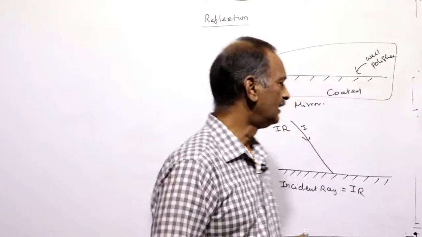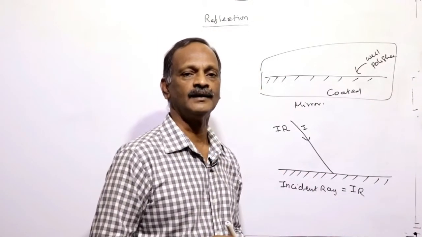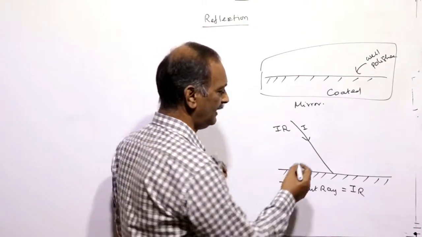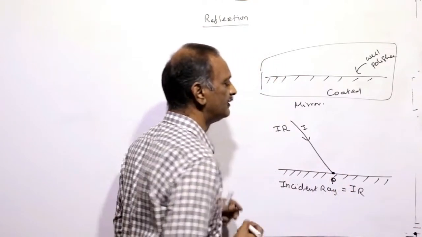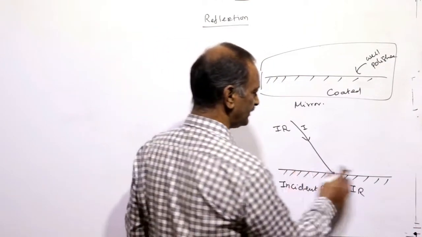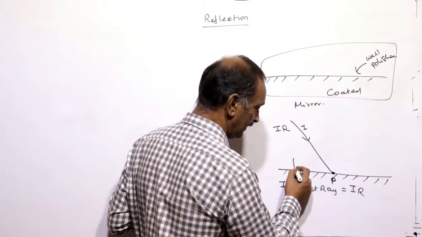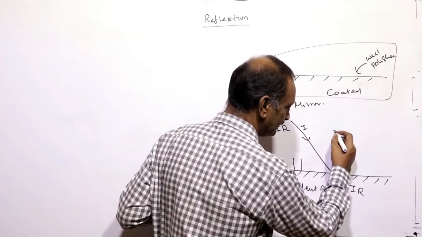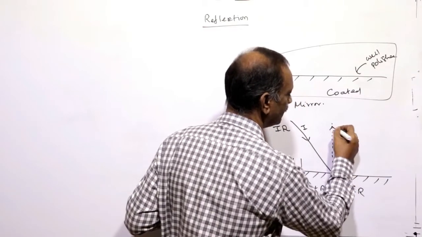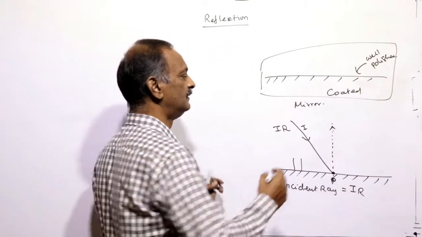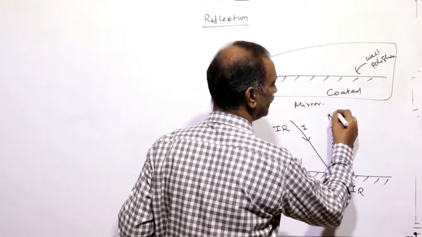So okay, what is the normal? How can we make the normal for any surface? The normal is at the point where the incident ray is striking. We call it point P. Where it strikes the surface, normal means perpendicular to the surface. We have to draw the perpendicular at the point of incidence. The normal is always drawn using a dotted line. So this is the normal.